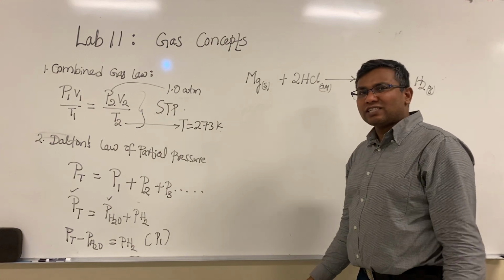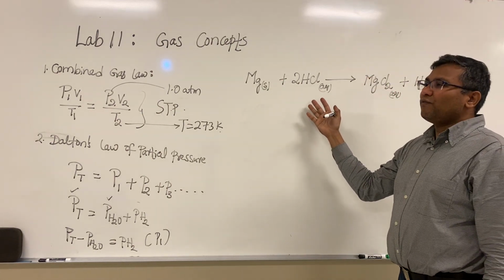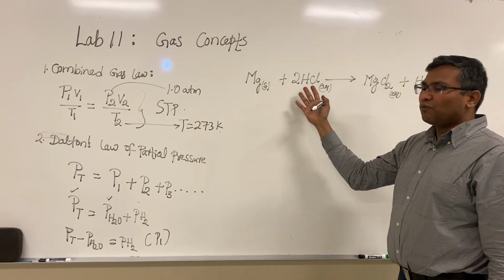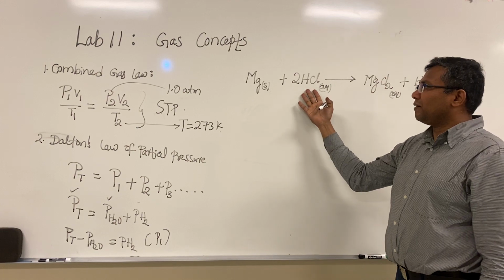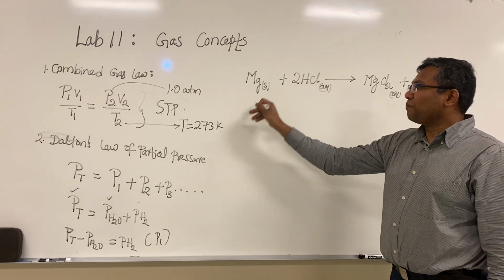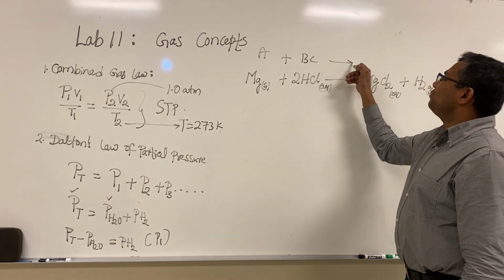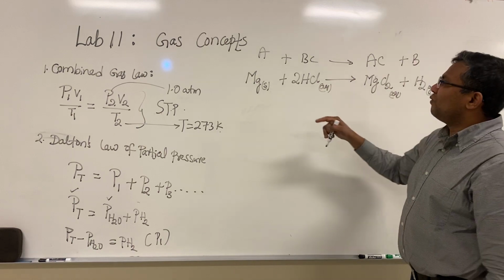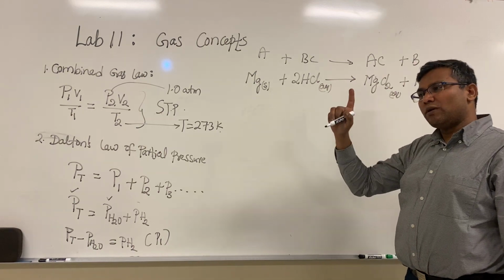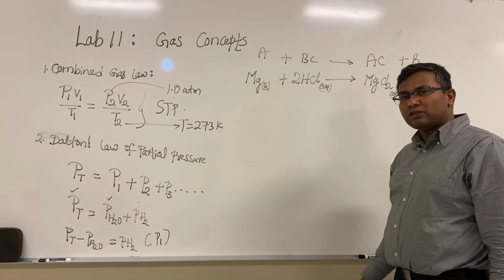So what is this experiment about? Today we're going to do this reaction. What type of reaction is this? I have A plus BC. A plus BC gives you AC plus B. So how many people are getting kicked out? One. So it is a single displacement or a single replacement reaction.